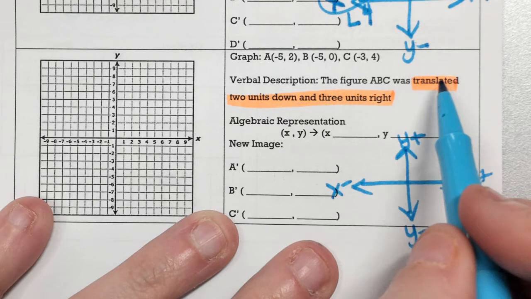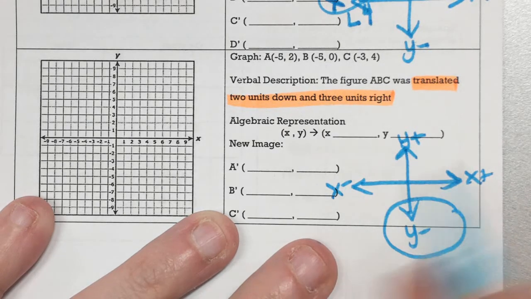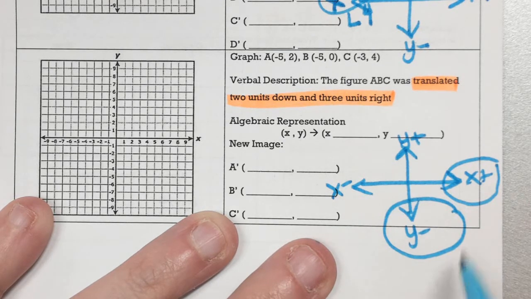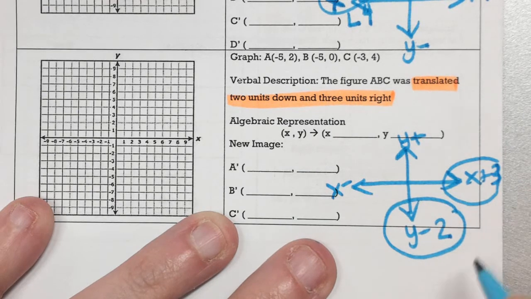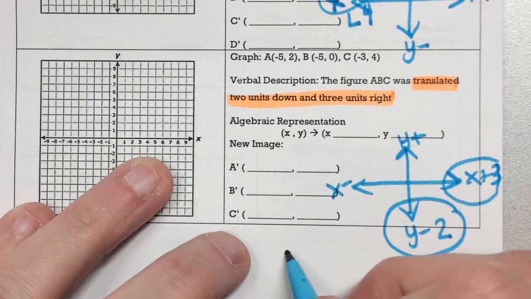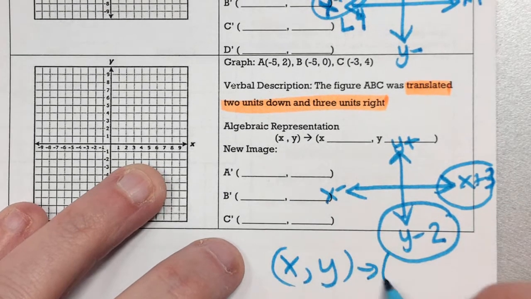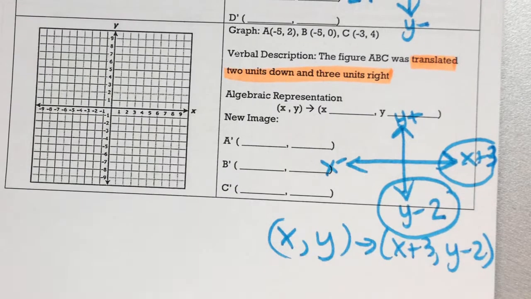And it says it was translated 2 units down, so I'm going to circle the arrow pointing down, and 3 units right, so I'm going to circle the arrow pointing right. And then I'm going to put the numbers. Down had a 2, right had a 3. So my rule is (x, y) turns into (x + 3, y - 2). That's it.